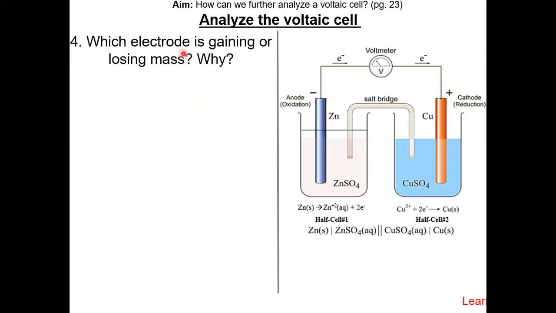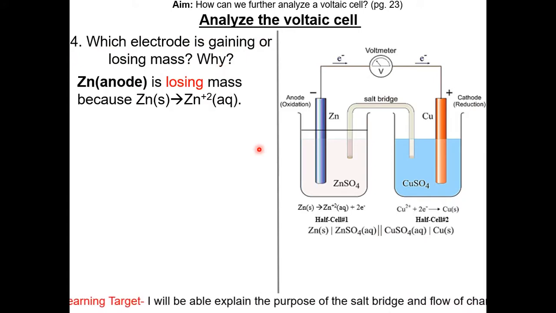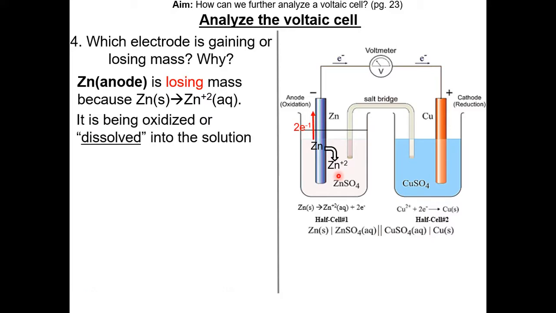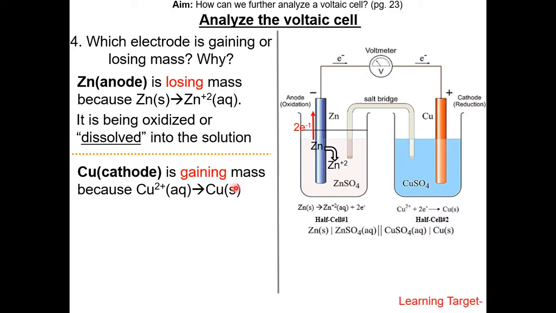Question 4. Which electrode is gaining or losing mass and why? The zinc anode is losing mass because the zinc is being oxidized. It loses 2 electrons, becoming zinc positive 2. Zinc positive 2 will dissolve in solution. The copper cathode is gaining mass because the copper ions in solution will gain 2 electrons, becoming copper solid.